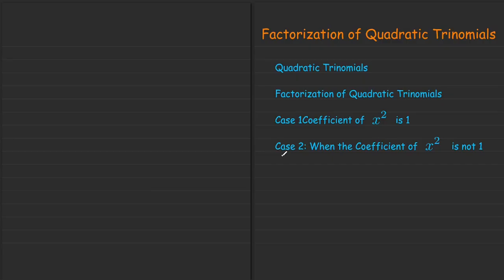In this lesson, we are looking at factorization of quadratic trinomials. We'll look at what quadratic trinomials are. Then I'll talk to you about how we factorize them. And then we look at two cases. The first is when the coefficient of x squared is 1. And secondly, when the coefficient of x squared is not 1.